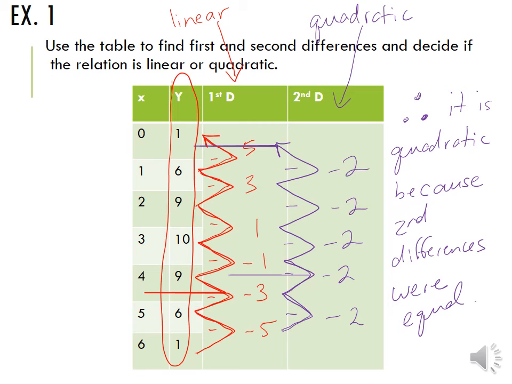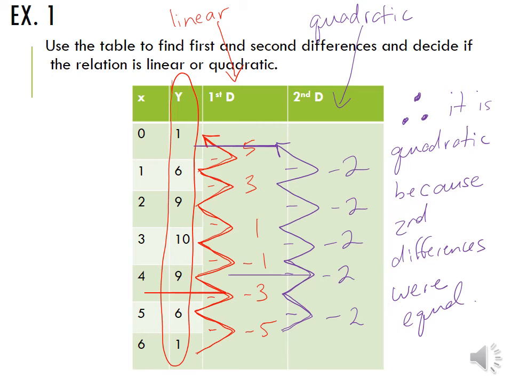If it was linear, if you got first differences, that column to be the same, you'd say it's linear because first differences are equal. And like I said, if you double checked your math and none of the columns were the same number, then I would say that you would write it's neither quadratic nor linear because none of the differences were equal. And we can even build this a step further.